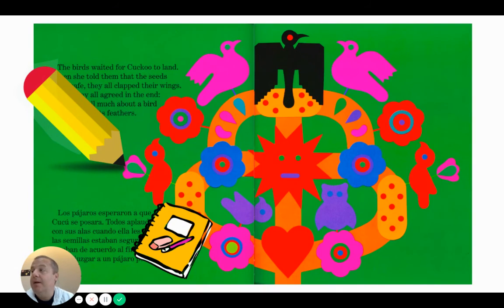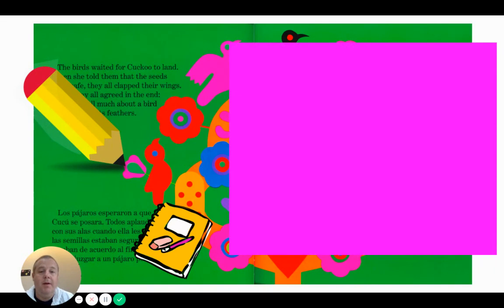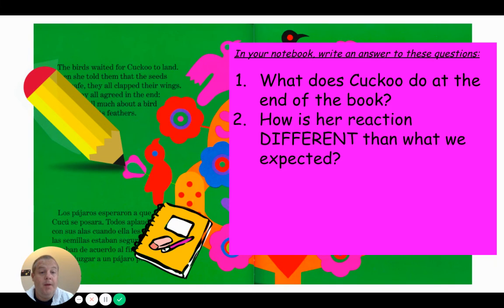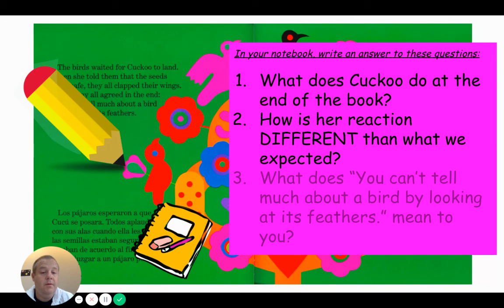Now's the time to take out your notebook and your pencil. I want you to think about this. In your notebook, write an answer to these questions. What does Cuckoo do at the end of the book? How is her reaction different than what we expected? What does "you can't tell much about a bird by looking at its feathers" mean to you?